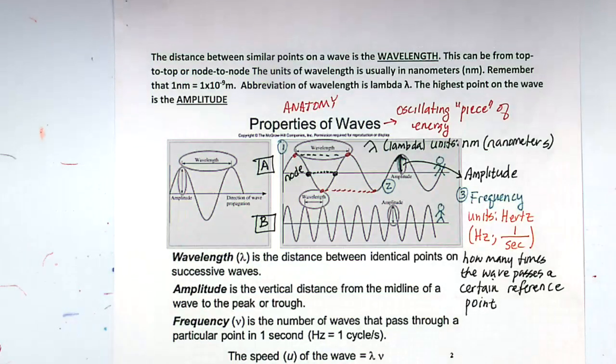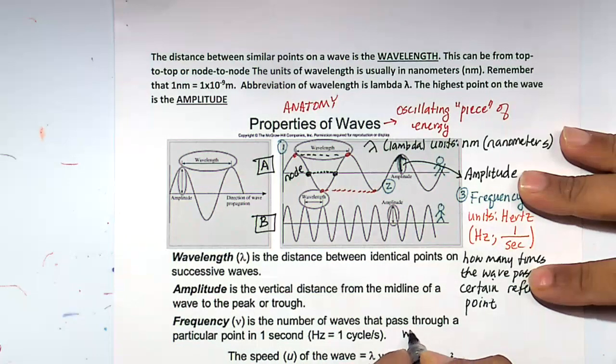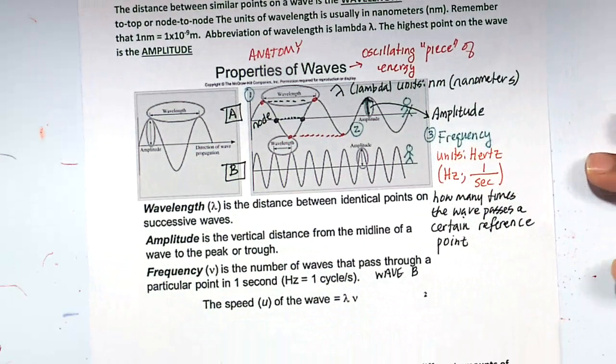Wave B is kind of like this, if you look at my hands, and wave A is kind of like this. See, wave B is like this, so it's going to hit this person many, many more times than wave A. So wave B, this is correct, has a higher frequency in hertz, 1/second.